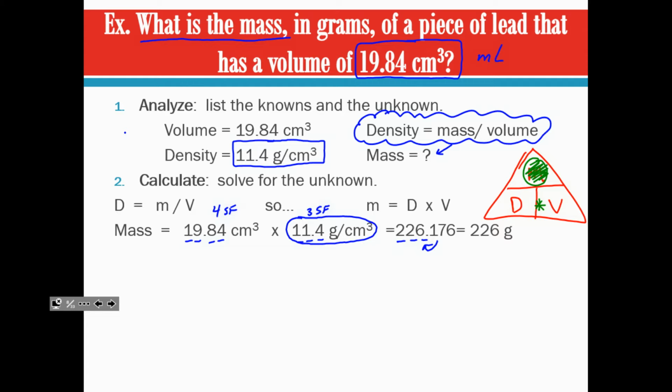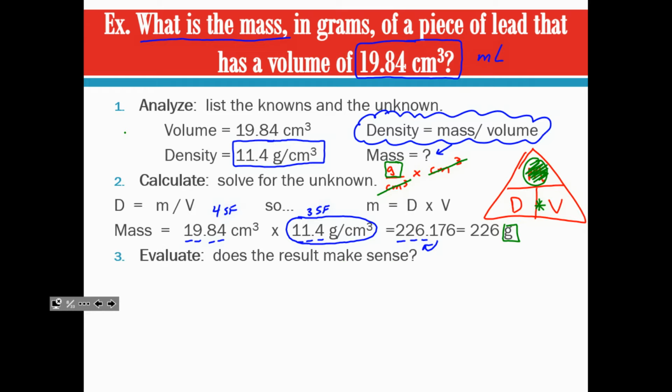Now, a word on units. I am multiplying grams over centimeters cubed by centimeters cubed. And when I do that, what we're going to learn this unit is that they cancel out top and bottom, kind of like a fraction. And what I'm left with is grams, which is why you see grams as the mass.